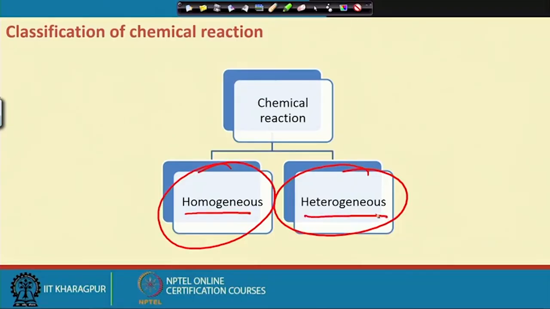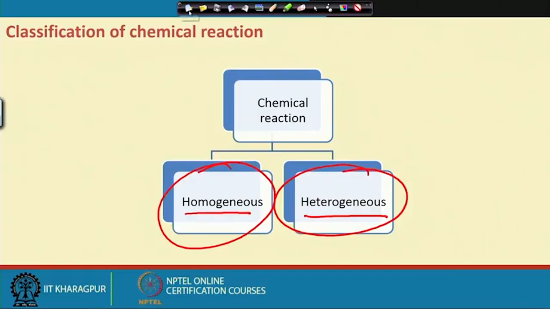Mostly, homogeneous reactions take place in the gas or liquid phase. In a heterogeneous system, the reaction takes place in more than one phase, that means gas, liquid, solid, like this, at least more than one phase is present in the reaction. The basic difference is that in a homogeneous reaction, the reactants freely interact with each other to give the product. In a heterogeneous system, one phase has to come in contact with the other phase, and only then does the reaction take place. After the reaction is over, the product has to diffuse from that phase to the other phase. So that diffusion problem is an additional problem that we have in heterogeneous systems.